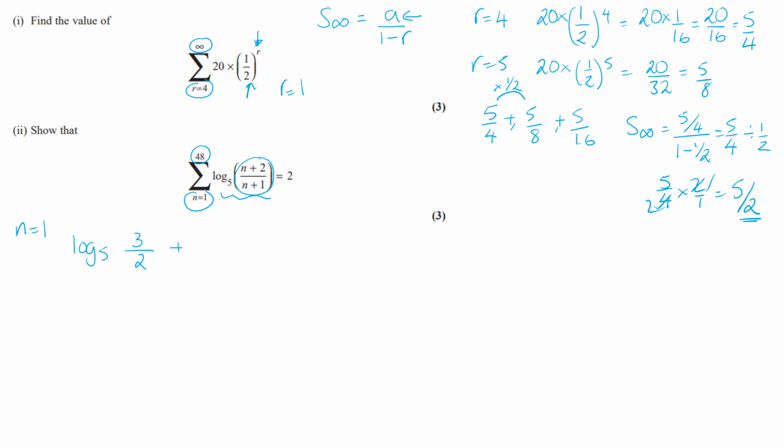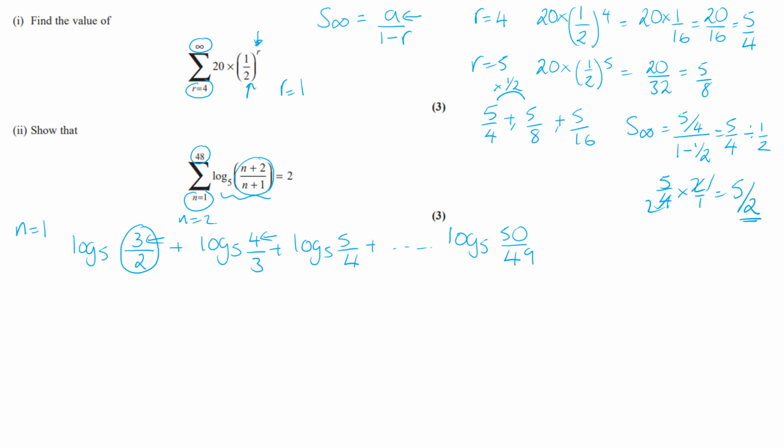So the next term will be when n is equal to 2. So this will be log to base 5 of 4 over 3 plus log to base 5 of 5 over 4 plus, and then if I look all the way up to the 48th term, it's going to be log to base 5 of 50 over 49. Now what I can do is use my log laws, and every time I've got a division here, you're going to be writing a takeaway. So all the numerators are going to be adding.